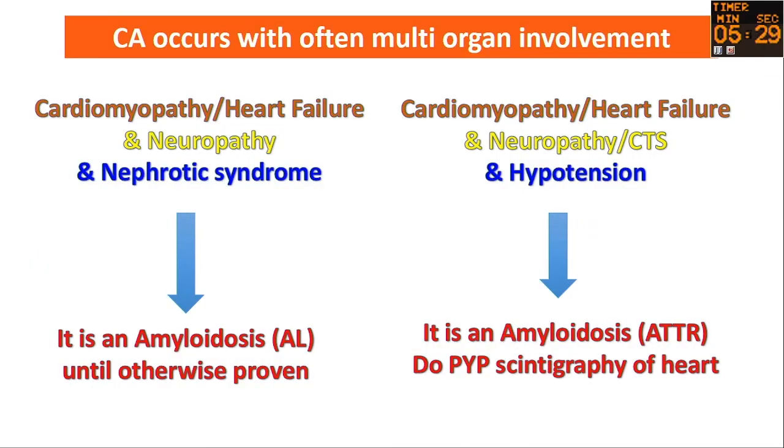So I know there is a lot of information, but remember 3 things. If you have cardiomyopathy, neuropathy, and nephrotic syndrome together, remember it's light chain until otherwise proven. You have to demonstrate that it's there or rule it out. On the other side, if you have unexplained heart failure, neuropathy, carpal tunnel syndrome, and hypotension, remember it could be ATTR, and do a PYP scan to rule out this disease. Really, really, it's important.